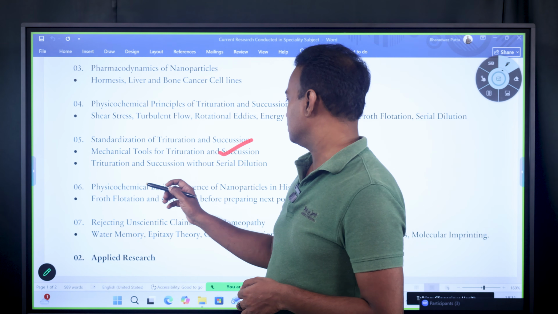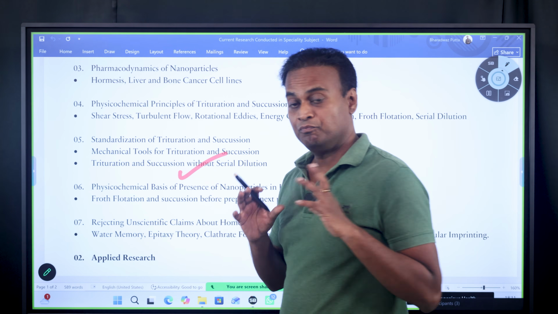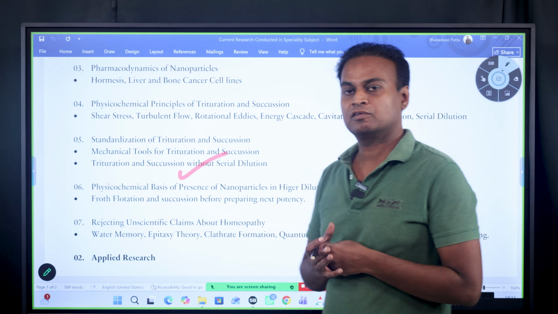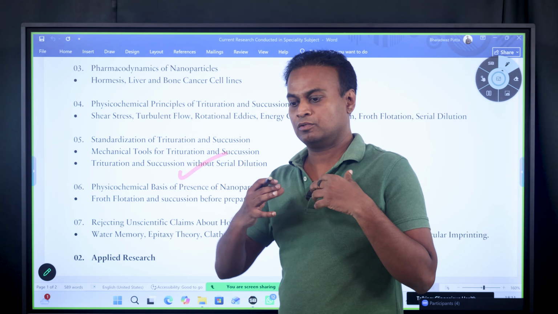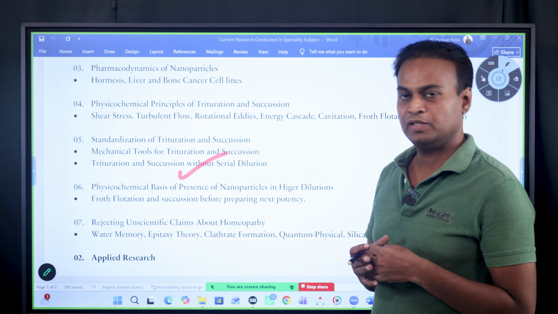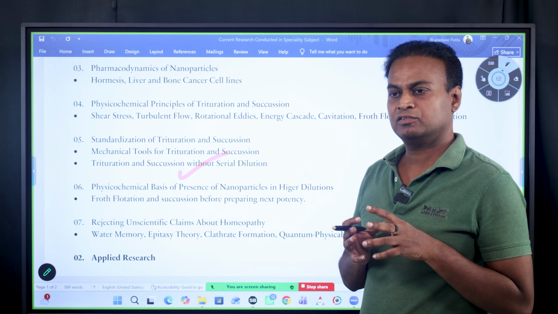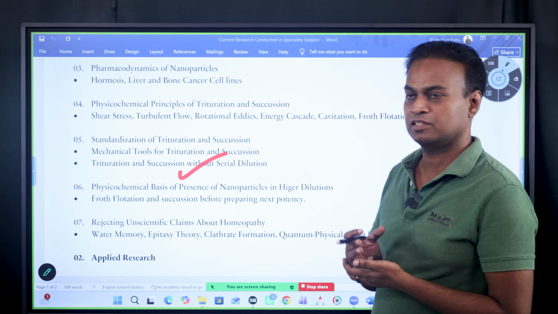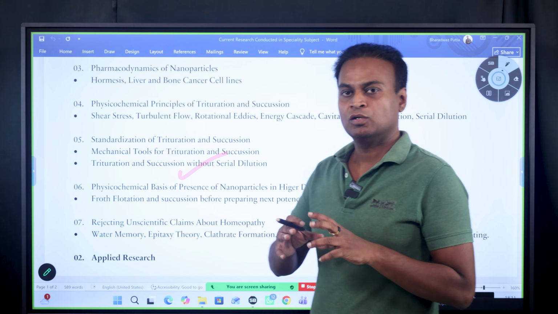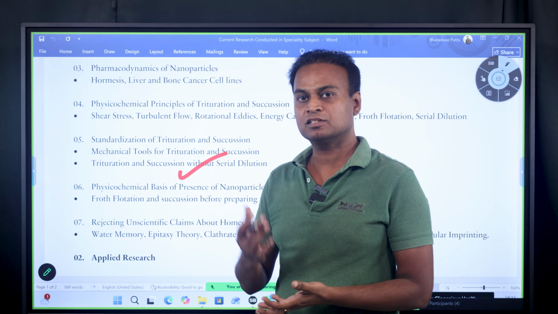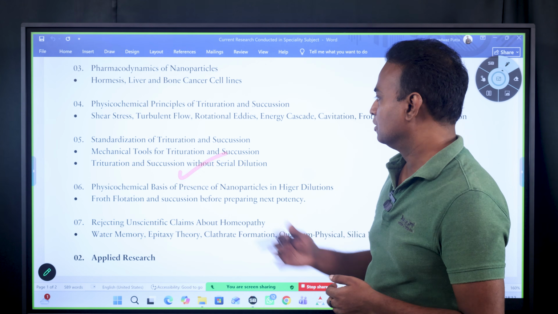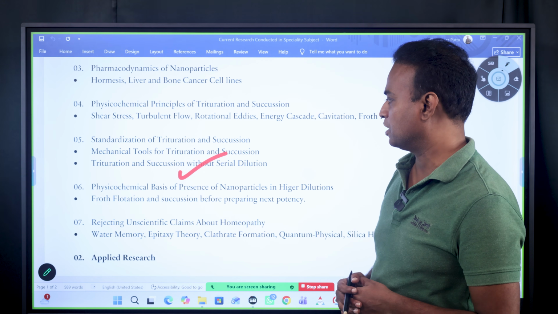Next one is trituration and succussion without serial dilution. The major controversy in homeopathy as of now is that there are no particles in the final medicine because of dilution. So many scientists believe that the effect of higher dilutions is due to succussion, not due to dilution of the medicine. What they are proposing is, without diluting the medicines, you just do succussion. That will be good, and you will have particles at the end. That is the latest research happening as of now.